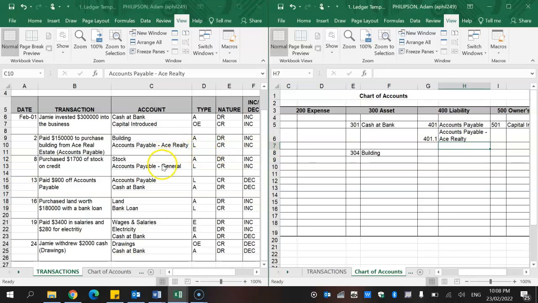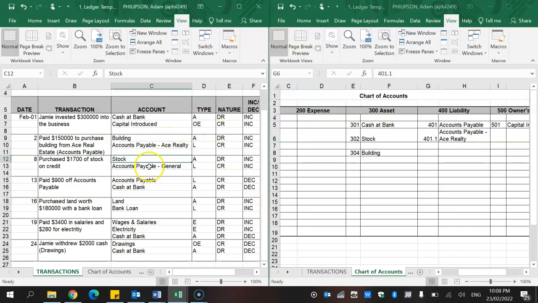So that's the one there. Okay, stock is going to be our next one. It doesn't look like we've got any accounts receivable down our list here. Typically, accounts receivable is going to be our 302. All right, but we don't have any accounts receivable, so I'm just going to make stock 302.